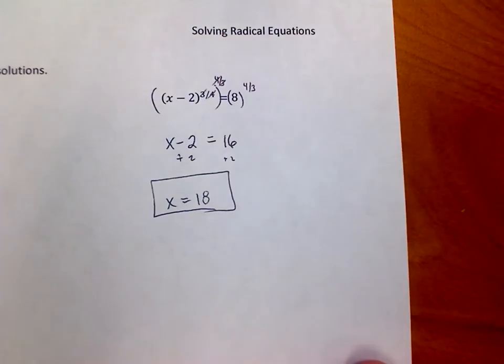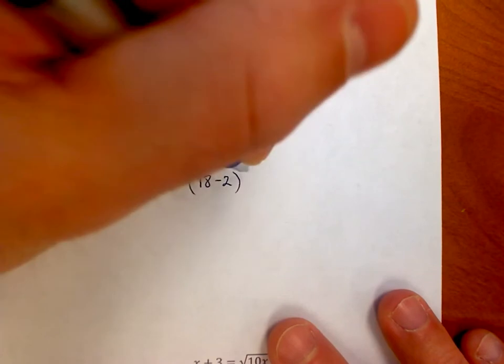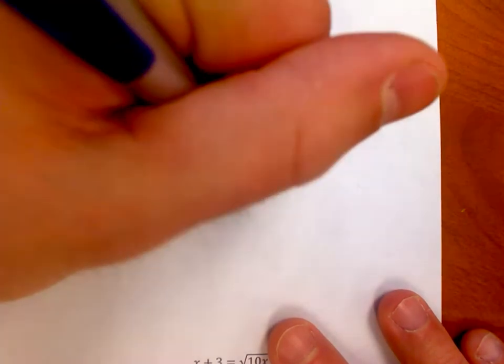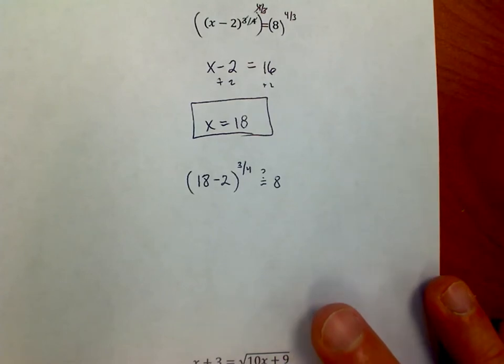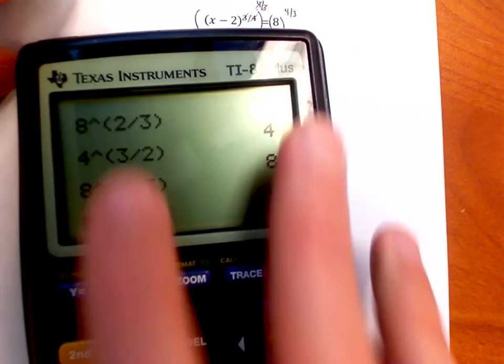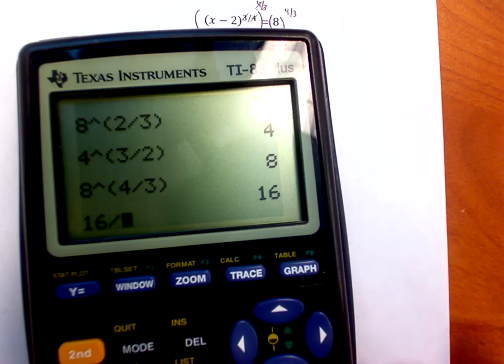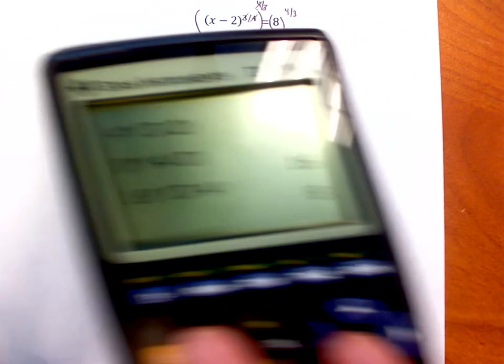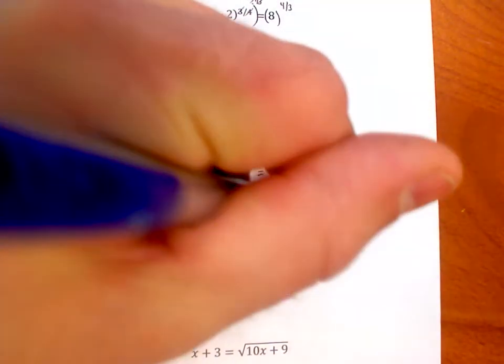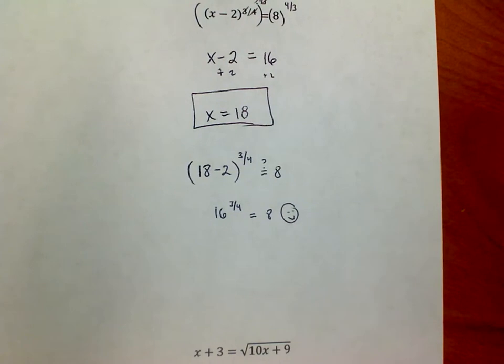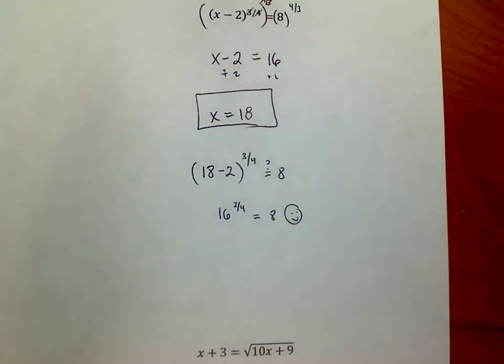Let's go through and check it. If I took 18 minus 2, and I raise it to the 3/4 power, do I get 8? That's the question. That's the original equation, right? So 18 minus 2 is 16. Let's take 16 and raise it to the 3/4 power, and I do indeed get 8. 16 to the 3/4 power equals 8. We do get a happy face. Everything checks out. So we really haven't hit any extraneous solutions, right?